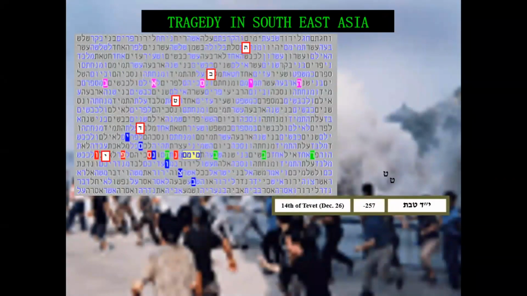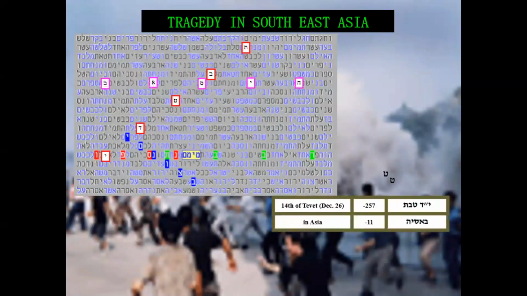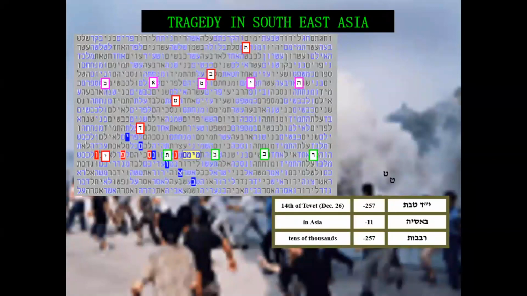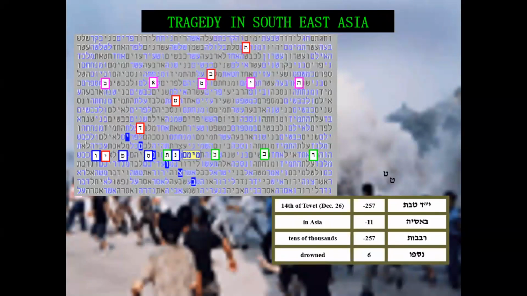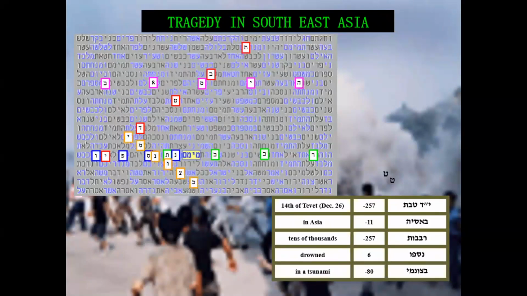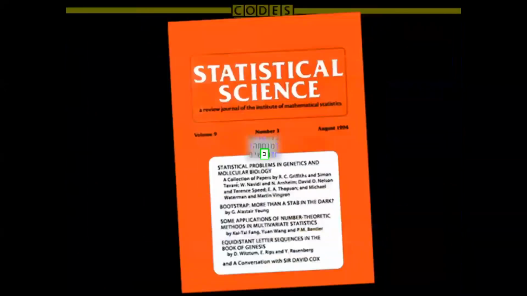Some of you might remember this terrible, terrible tragedy that happened in Asia. It was on their holiday, the 14th of Tevet, Asya, in Asia. Tens of thousands, I think 150,000, 200,000 people perished. They drowned in what's called a tsunami. For many of us, the word tsunami was new. The Bible knew about it many, many years ago. There we go. We took the information and we took it to the people of statistical science.